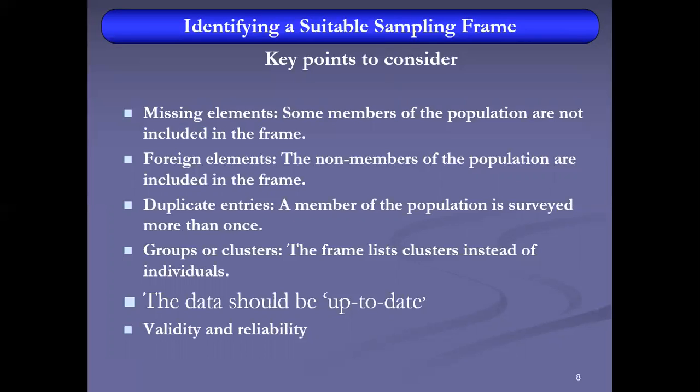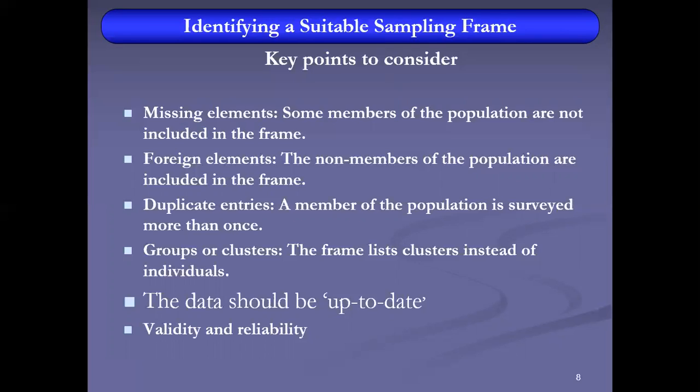Groups or clusters: the frame lists clusters instead of individuals. If the frame lists clusters instead of individuals, then there may be a chance the sample may not be representative. The data should be up to date.